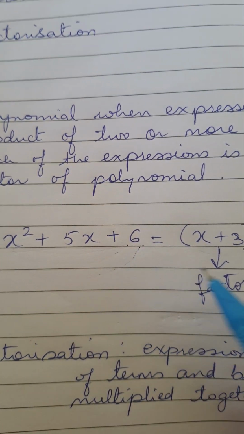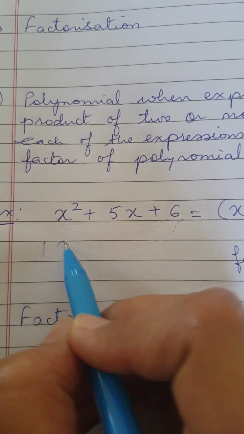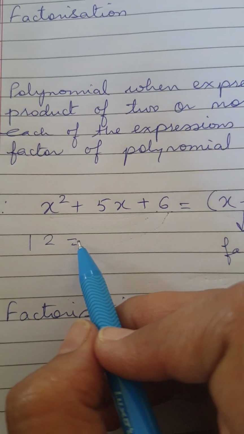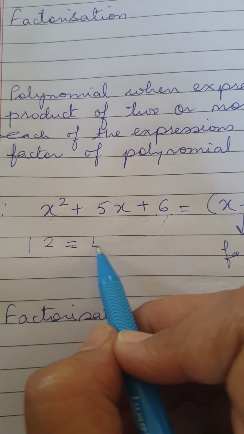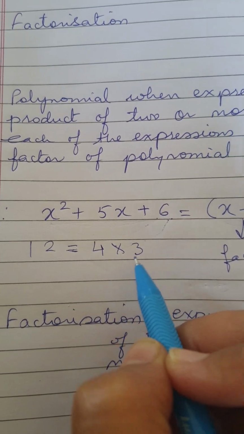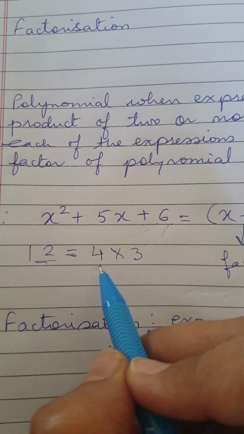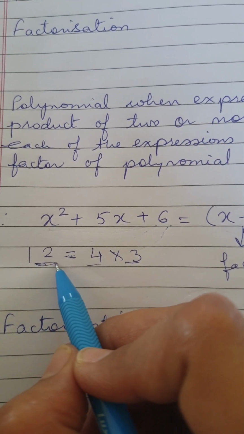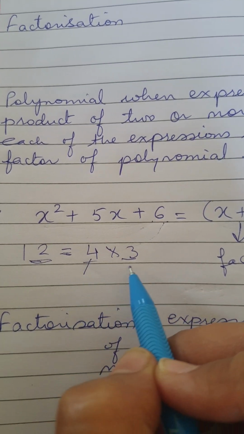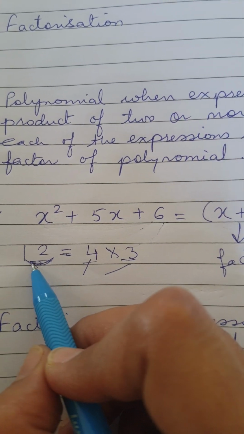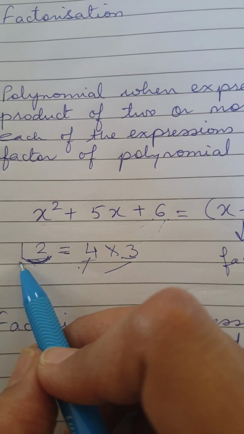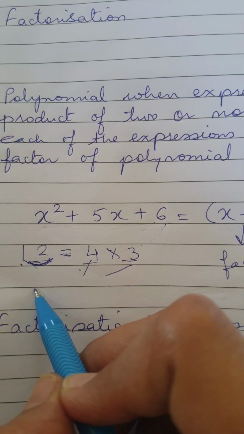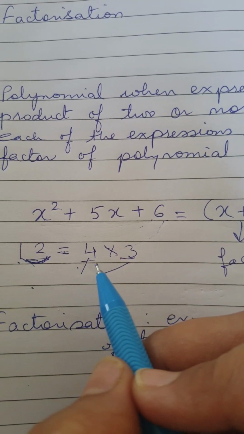Understood? So in arithmetic, if we factorize 12, we can say 4 and 3 will make 12. 4 into 3 becomes 12. So this 4 and 3 are the factors of 12. They individually can divide 12 and the remainder will be 0. So what are factors?